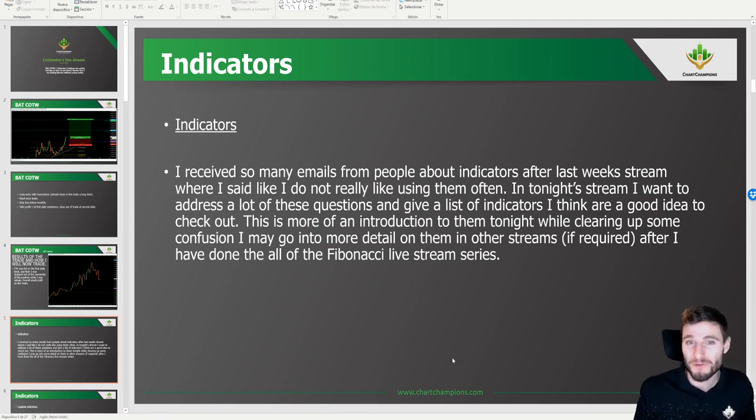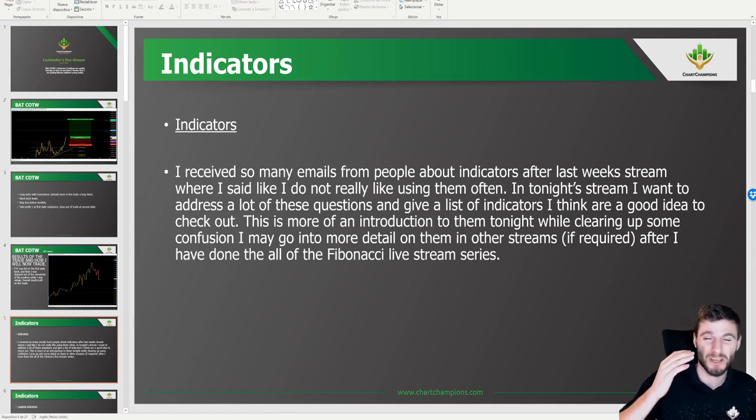But tonight I want to go through some of the indicators that I believe are very useful, that you could refer to on a daily basis, pretty much. In tonight's stream, I want to address a lot of these questions and give a list of indicators I think are good to check out. This is more of an introduction to them tonight while clearing up some confusion. I may go into more detail in other streams.